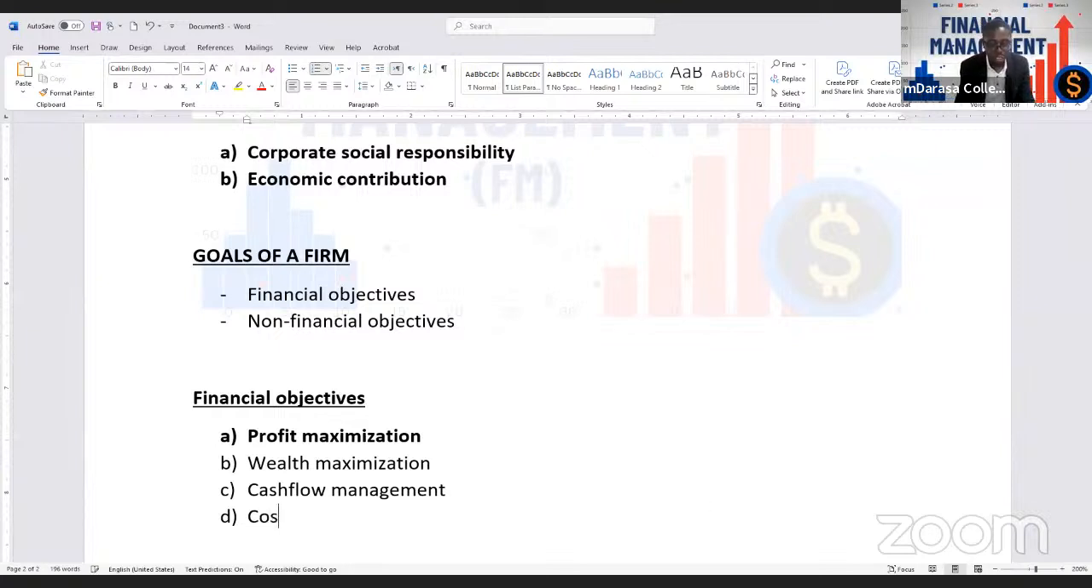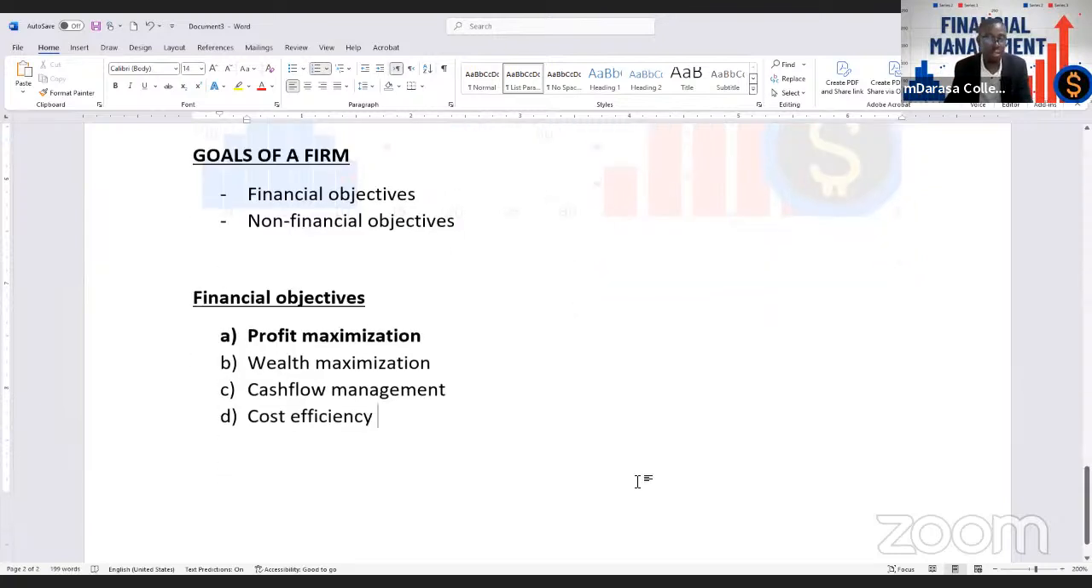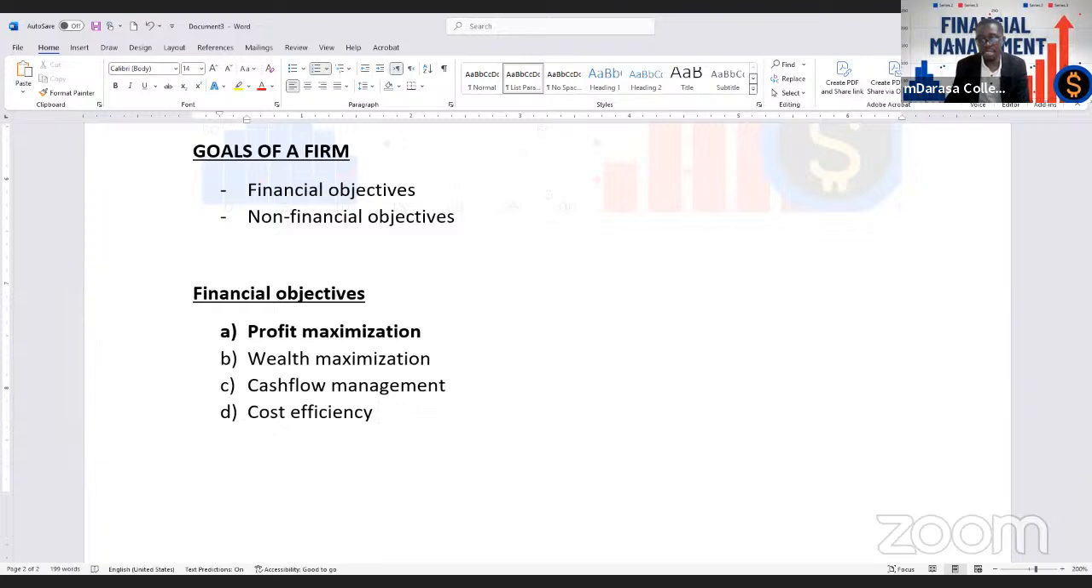We're also having the aspect of cost efficiency, controlling our costs. This is also a goal of the firm. We want to look at how we can control our costs. The more we reduce our cost, the higher the profit that we're going to earn. So reducing operational and capital costs increases the profit margins, and in turn will also improve the firm's competitive position. These are some of the things that we should always consider.